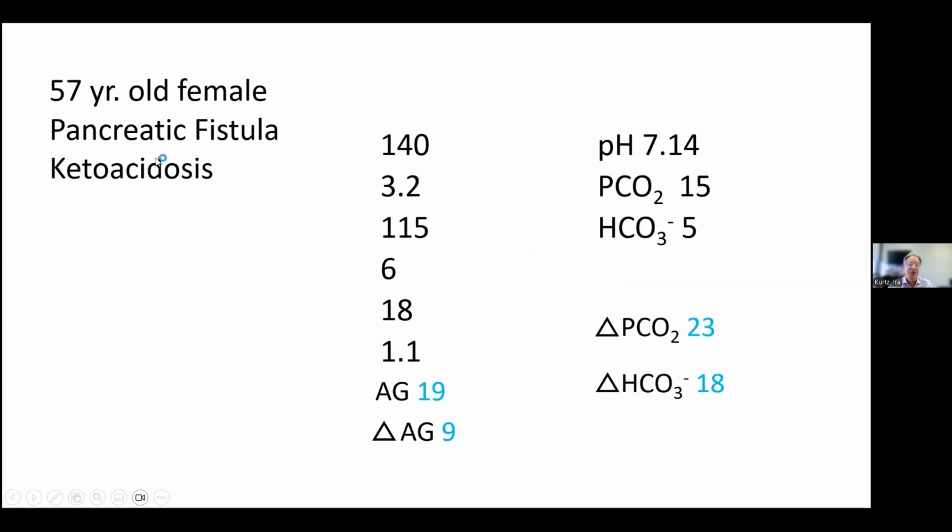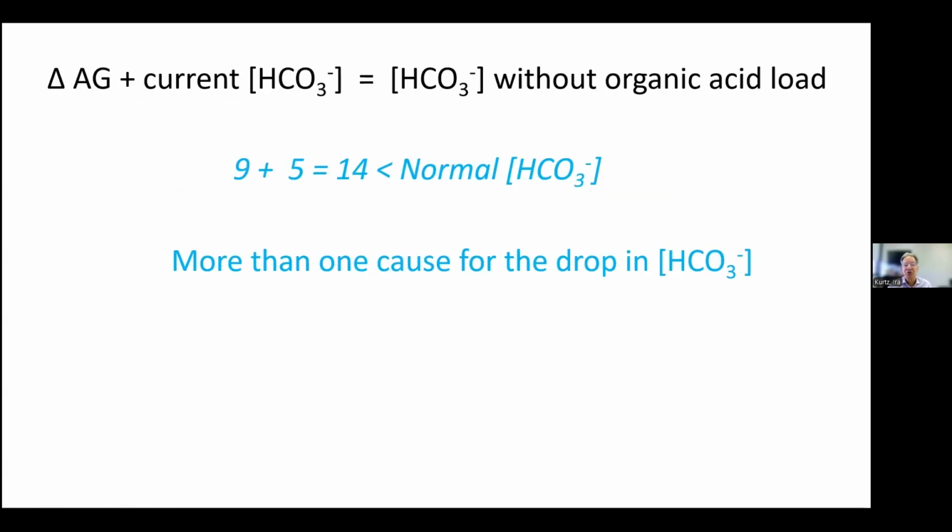So there's more than one cause for the drop in the bicarbonate. And the question is, what could it be? Well, we have a clinical cause here. We have the anion gap metabolic acidosis as a cause, but we also have a patient with a pancreatic fistula, which can also drop the bicarbonate and causes a non-gap metabolic acidosis because of loss of bicarbonate. So that's what was going on here. The anion gap metabolic acidosis can account for a component of it, but the remaining difference is due to the pancreatic fistula.